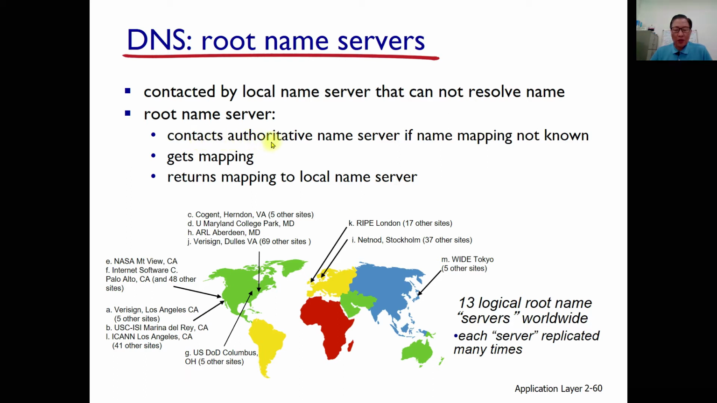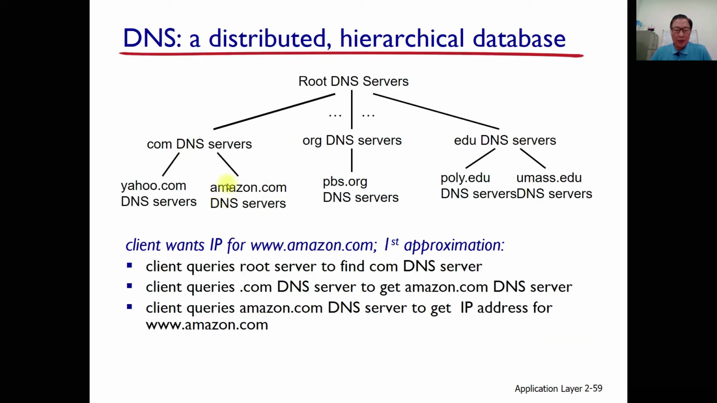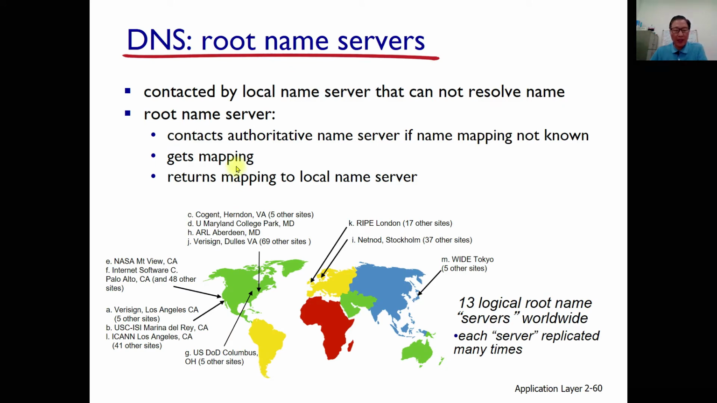And the local name server contacts the authoritative name server if the name mapping is not known. I will explain a little bit more about this authoritative name server. This authoritative name server is owned and maintained by Amazon.com. In the previous example, that DNS database, DNS server, is called the authoritative name server. Anyhow, we'll look at that in more detail later. After that it gets the mapping. Mapping means the domain name related to that IP address. We get the IP address, and it returns the mapping to the local name server. This local name server provides that IP address to the client.